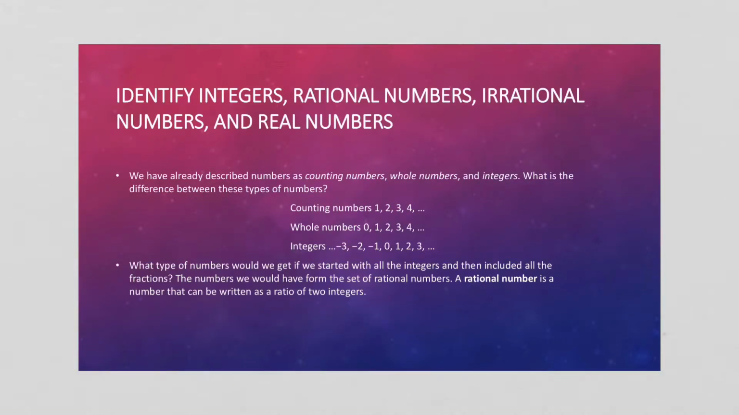Okay, so this page is just giving you some vocabulary. The counting numbers start with the number 1. If you're going to count jelly beans, you start with 1, 2, 3. Whole numbers are all of those numbers, but they also include 0. And then integers include all of those numbers, plus they include your negative whole numbers as well.